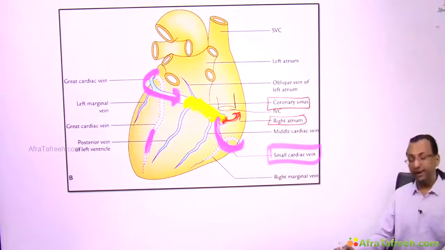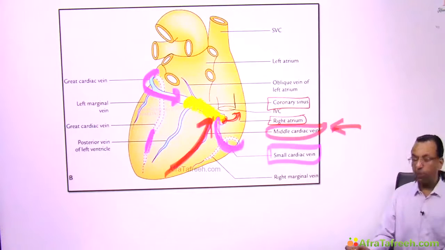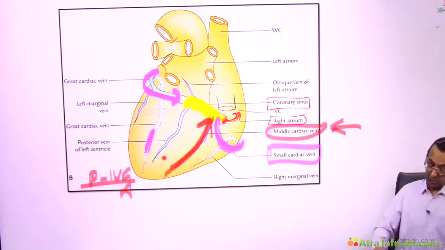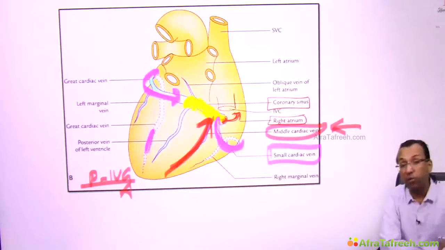And there was one more vein, which is called the middle cardiac vein. And where is the middle cardiac vein present? The middle cardiac vein is present in the PIVG with the PIVA. What does that mean? This is the posterior interventricular groove with the posterior interventricular artery, but the vein is following. You mean to say the middle cardiac vein follows the PIVA and the PIVG so that it will further drain into the coronary sinus? Yes, that is the point.